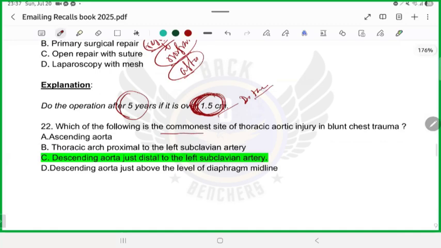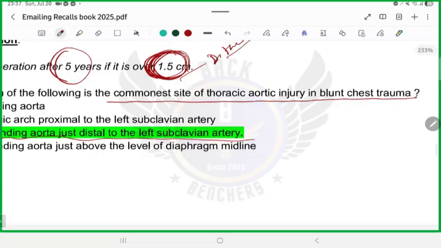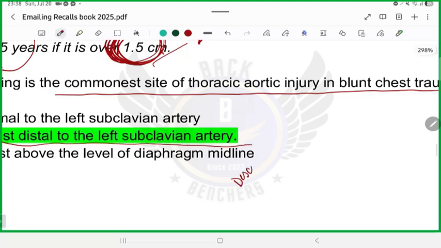Which of the following is the commonest site of thoracic aortic injury in case of blunt chest trauma? I have told you several times in class: descending aorta just distal to the left subclavian artery. Descending aorta. Why?